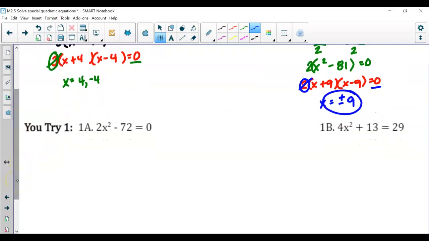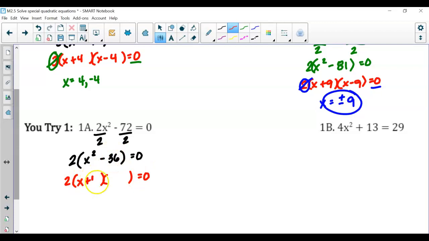So go ahead and pause the video and try the two You Tries on your own. And so now for the first You Try, notice how it's already equal to 0. So now we can go ahead and start factoring. Well, we have a GCF of 2 is what you should have noticed. So after taking out that 2, now we're left with x squared minus 36 is equal to 0. Then you should have noticed you do have a difference of two perfect squares. Square root of 36 is 6. So x plus 6 times x minus 6.